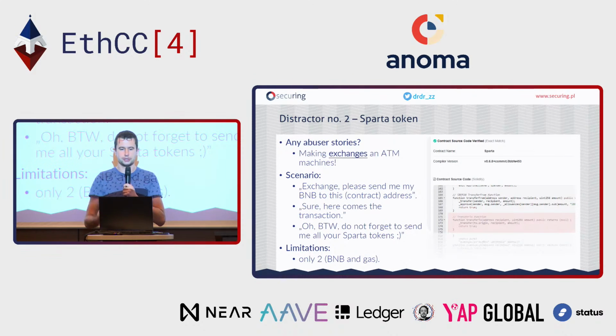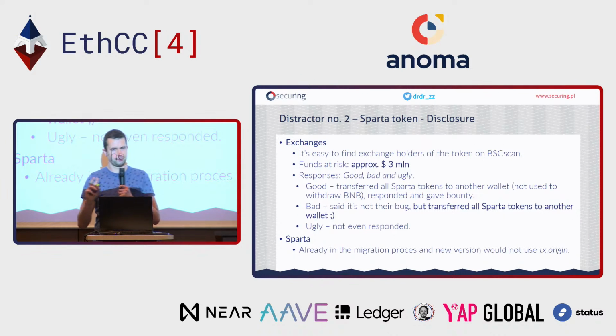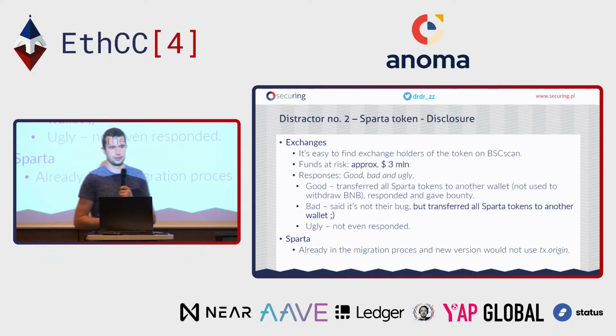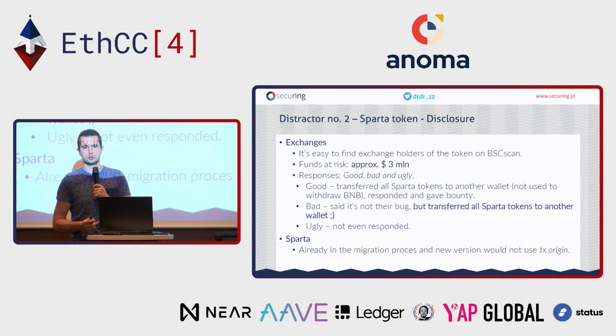And there are two limitations here. First, the exchange has to keep and use the same address to withdraw both BNB and Sparta, right? Because they have to have Sparta on their BNB address. And the second one is they have to give enough gas limit for this transaction to allow me to call the transfer function. And I ended up with three exchanges that met the requirements.